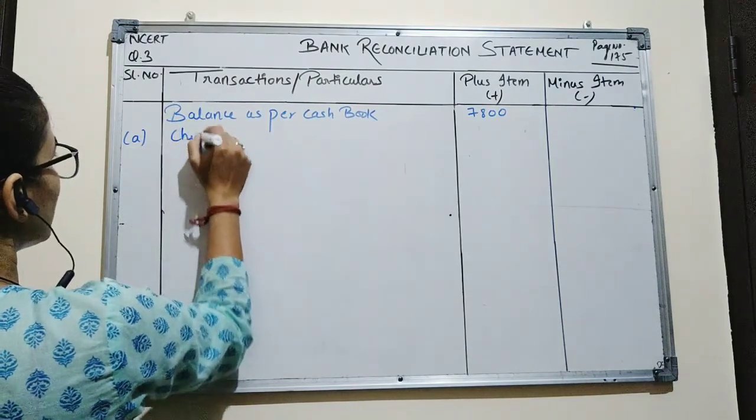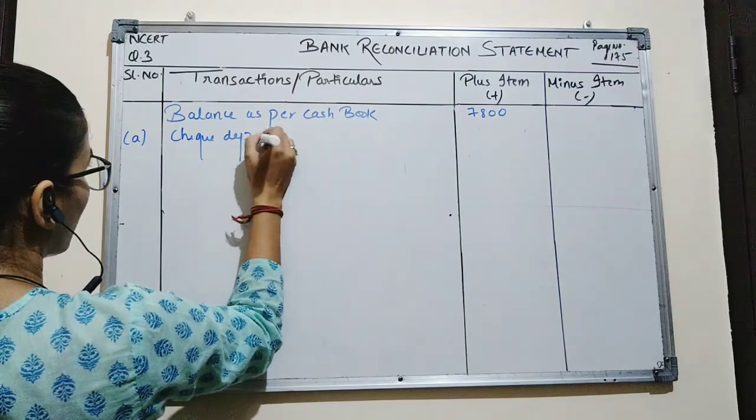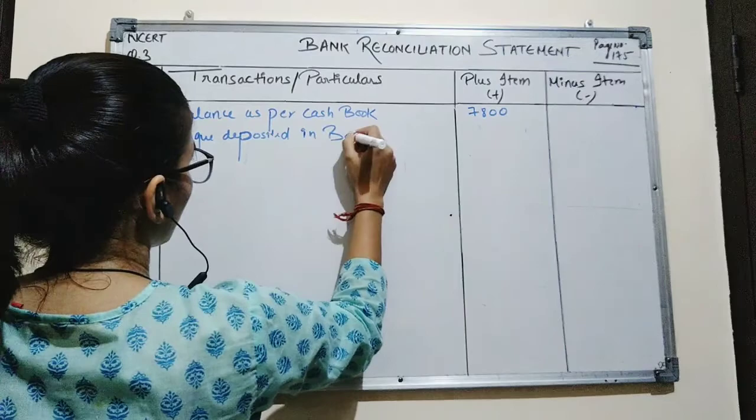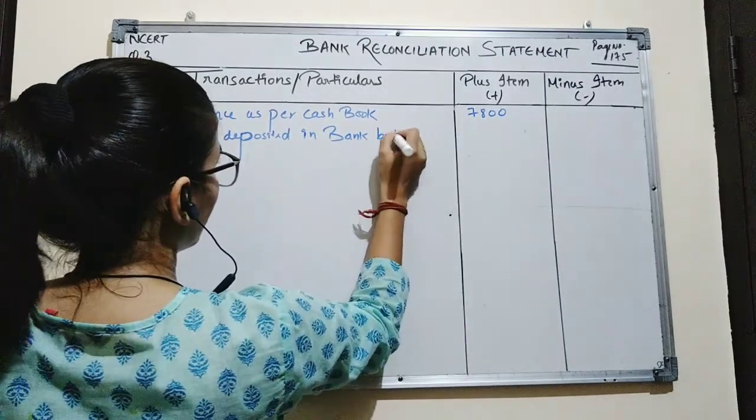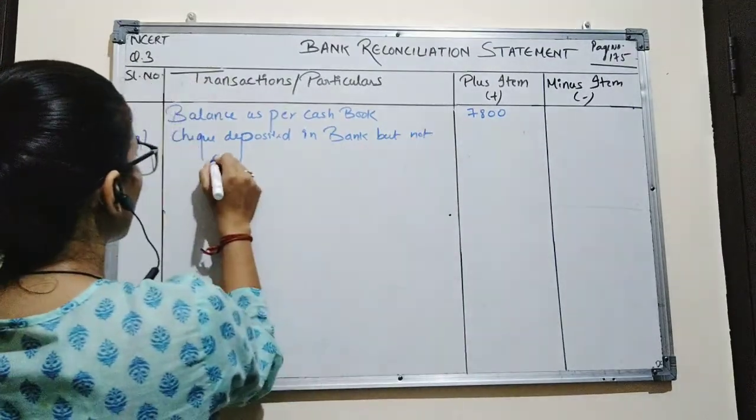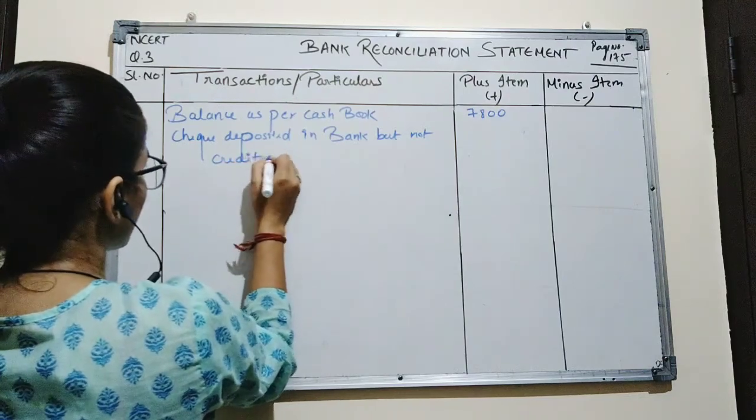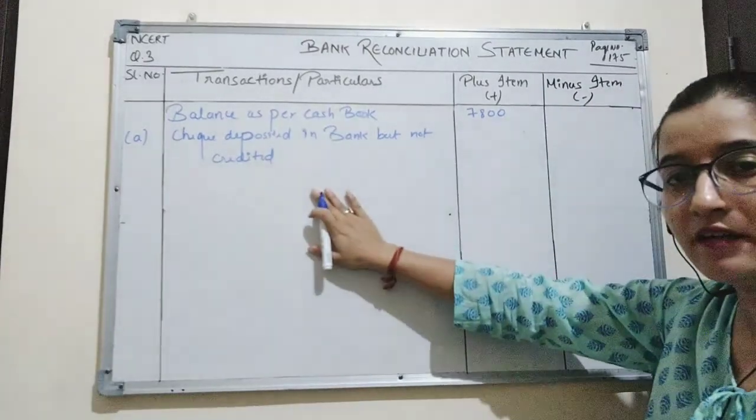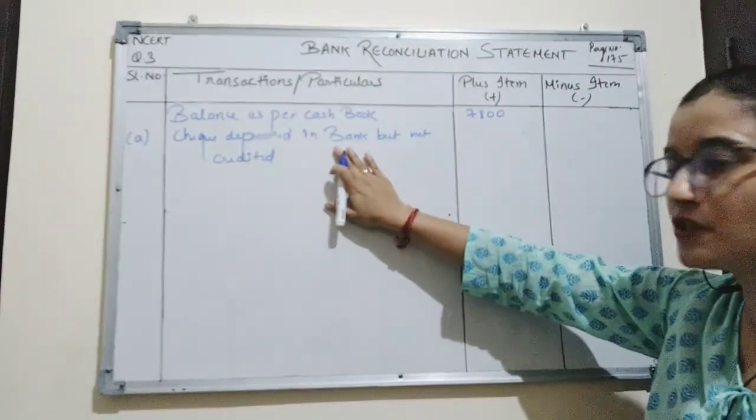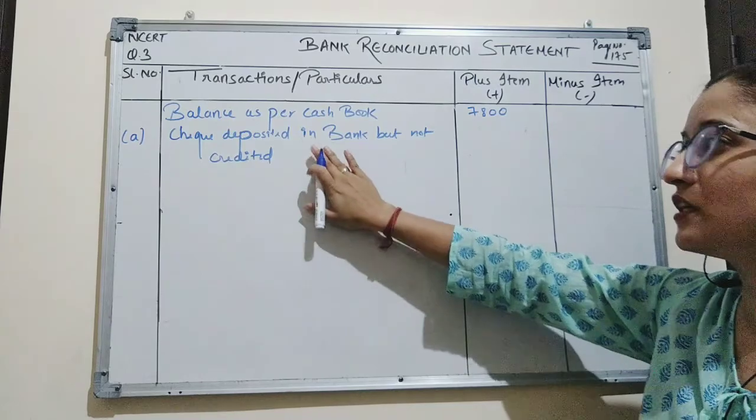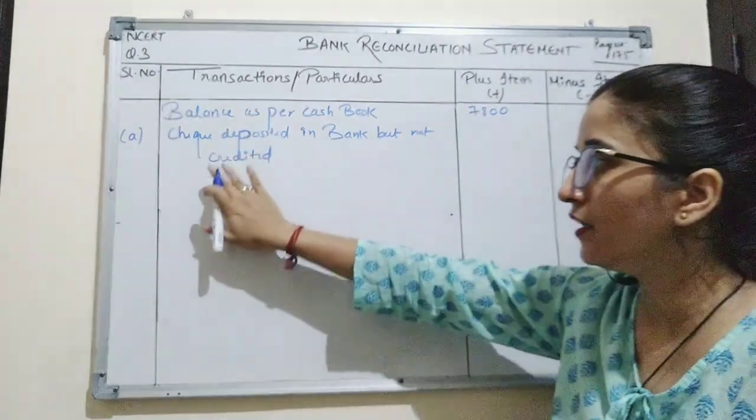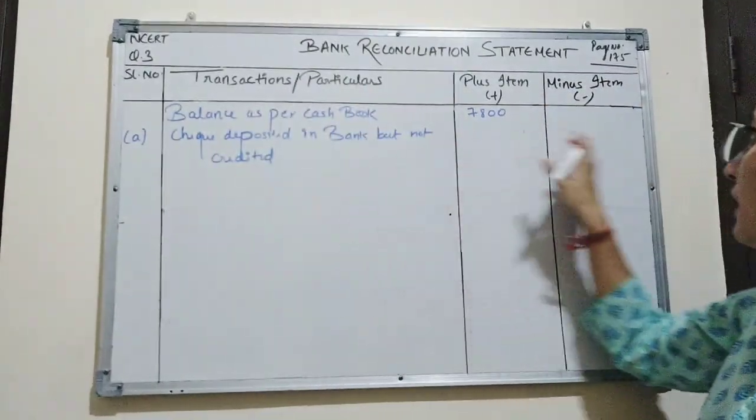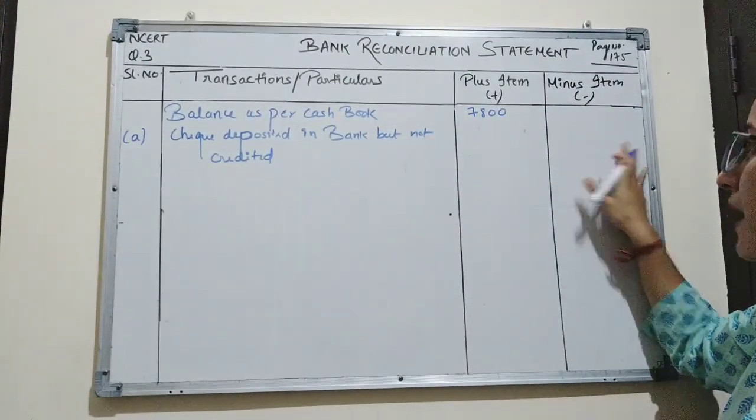Now the first transaction is cheque deposited in bank but not credited. Here, cheque deposited in bank but not credited means when the cheque has been deposited into the bank, the businessman has increased his cash book. Here in cash book, the balance is increased. To reconcile this balance, we will write this amount in minus column.